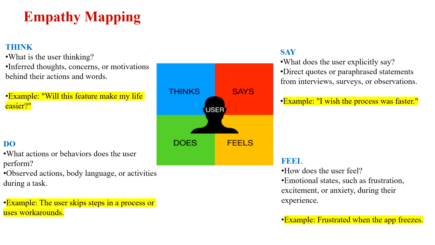So what does the user say? What does the user explicitly say? For example, suppose you run a mobile service center, so the user may directly say that I wish the process was a little faster. This means the direct quotes or paraphrased statements from interviews, surveys, and observations that users may tell you based on the service you provide to them.